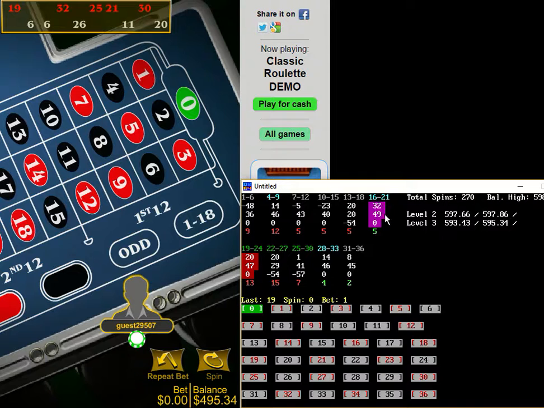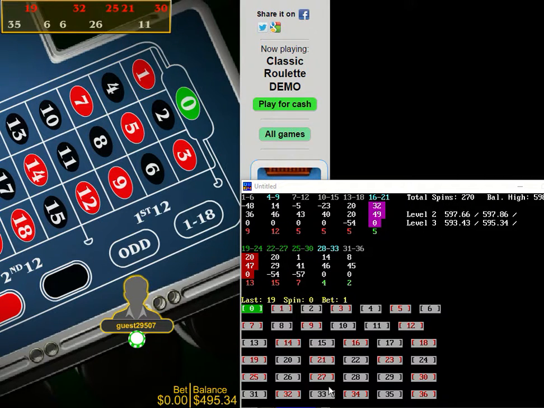Okay. 19. Okay, good. That's what I want to see. If it's not going to be 31 to 36, it definitely needs to be 16 to 21. That's a fact. All right. And so, I'm not going to bet here. No way.